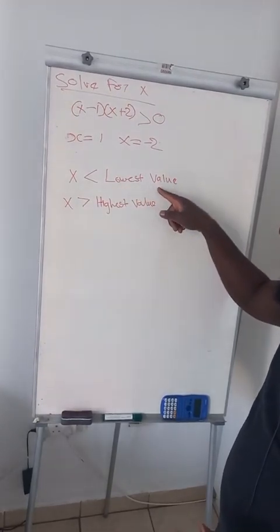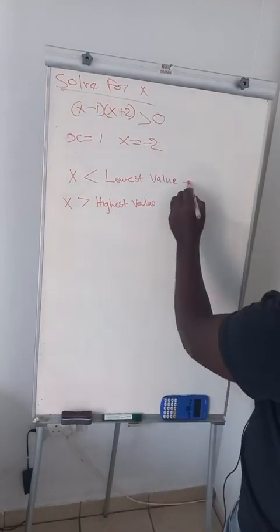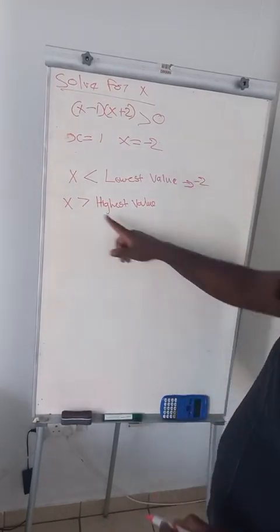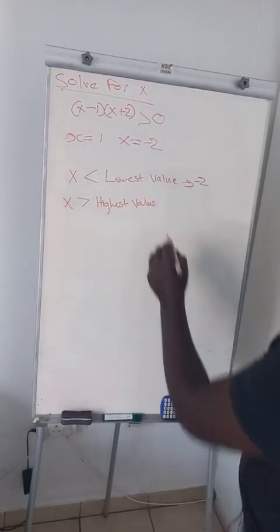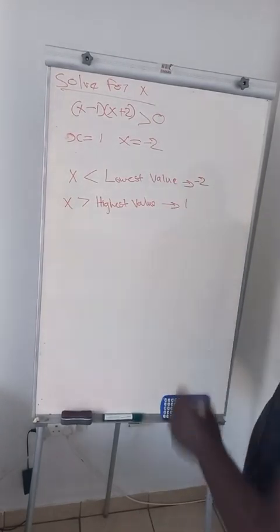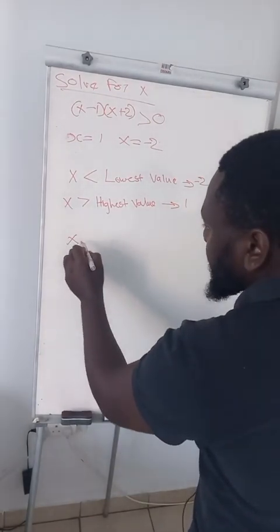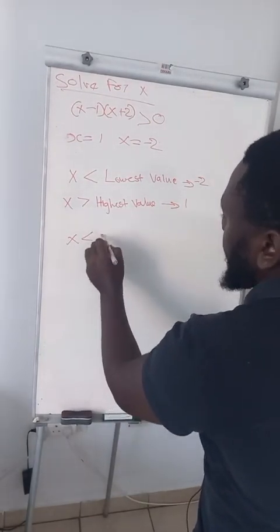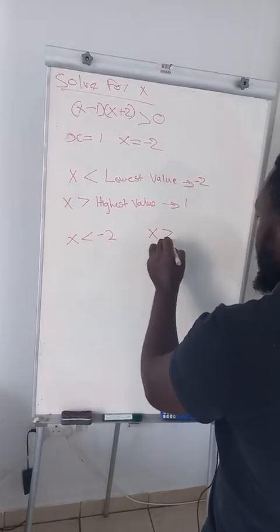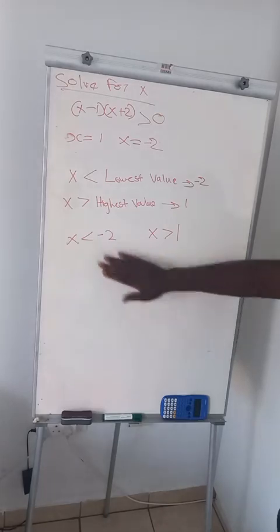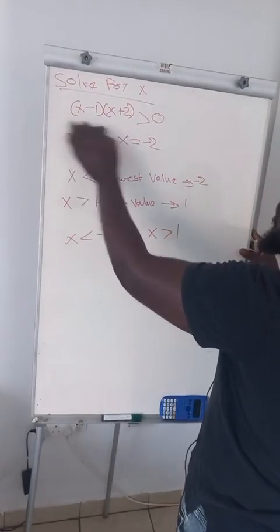which in this case the lowest value is negative 2. And then the highest value in this case is x equals 1. So now your final answer will say x less than minus 2, and also x greater than 1. So this is your final answer. So here I was just showing you.